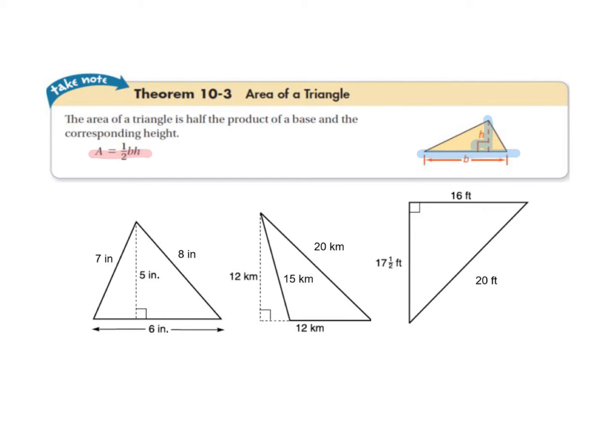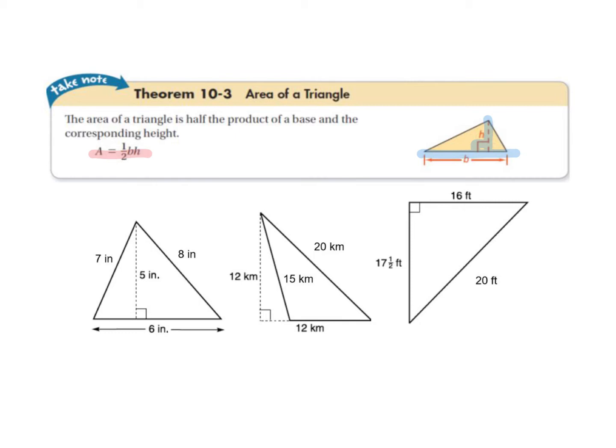And so that won't always be the case where the base is along the bottom. It could be running vertically, and we could still use that as the base, as long as we have a height that is perpendicular to that. So if you look at some of these down below, the height could be outside of the triangle or inside or along the side, and I'll show you an example of each of those. But again, the important thing is that the base and the height are perpendicular, meaning they form that 90-degree angle.